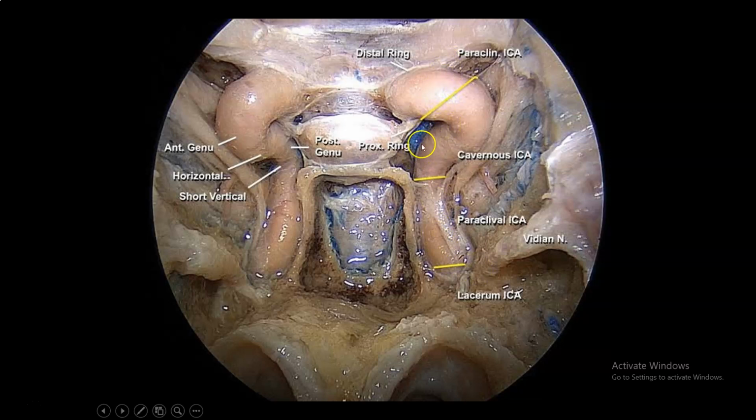The medial loop is convex posteriorly, if you remember, gives the meningohypophyseal trunk, and I am looking from front, so it is posterior to me. So paraclival or lateral, medial loop, horizontal segment, lateral loop, anterior loop, convex anteriorly, and medial to the opticocarotid recess is the below proximal ring, above distal ring, and this is the clinoidal carotid.